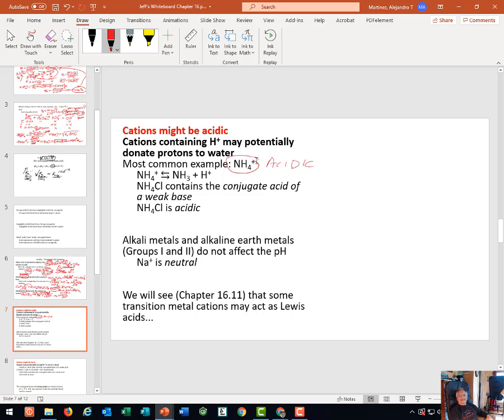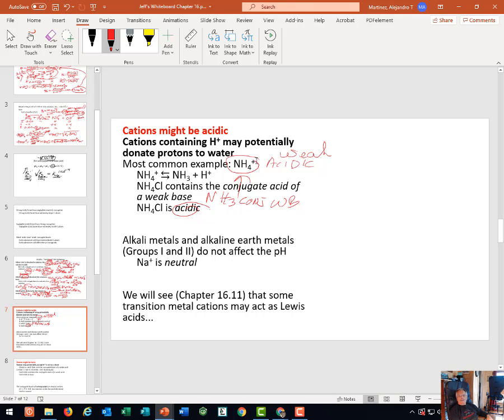So ammonium chloride contains the conjugate acid of the weak base. The weak base that they're talking about is NH3, ammonia. This is the conjugate base of the ammonium cation. This is a weak base, which means that the ammonium ion is a weak acid. Weak acids and bases have weak conjugates. So ammonium chloride is going to be an acidic solution. Alkali metal and alkaline earth metals, group 1 and 2, don't affect the pH.